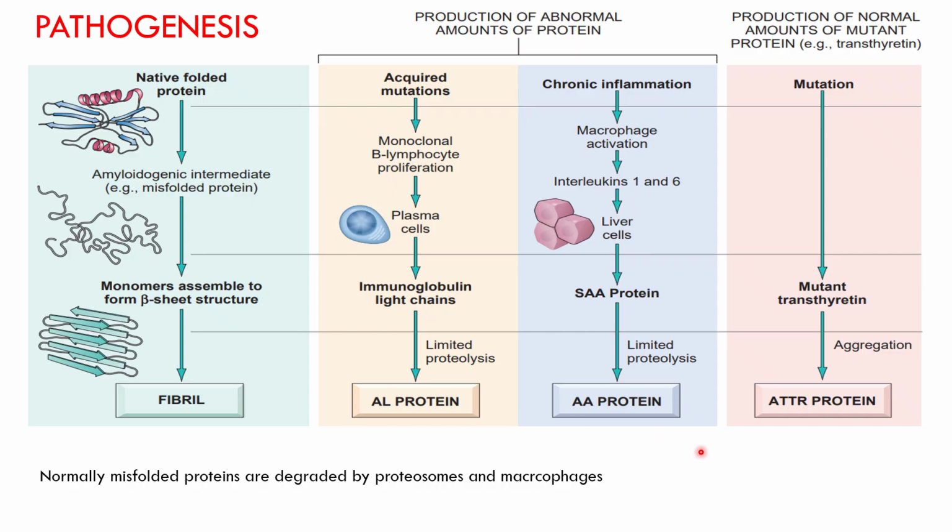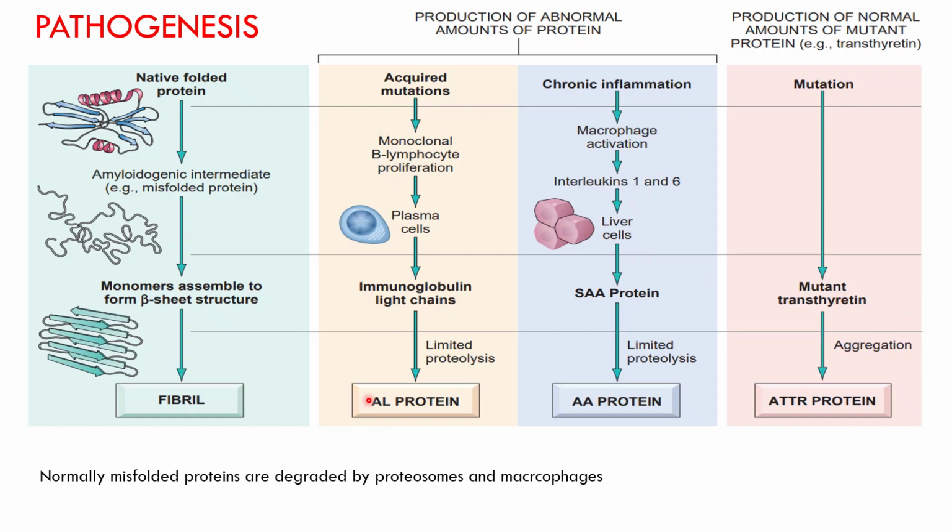So there are mainly three types of amyloids: first is AL protein amyloid, AA protein amyloid, and ATTR protein amyloid. Amyloid production can be due to the production of an abnormal amount of normal protein, or the production of a normal amount of mutant protein. AL protein and AA protein are due to the production of an abnormal amount of normal protein, and ATTR protein is a mutant protein that is produced in normal amount and has the capacity to aggregate.